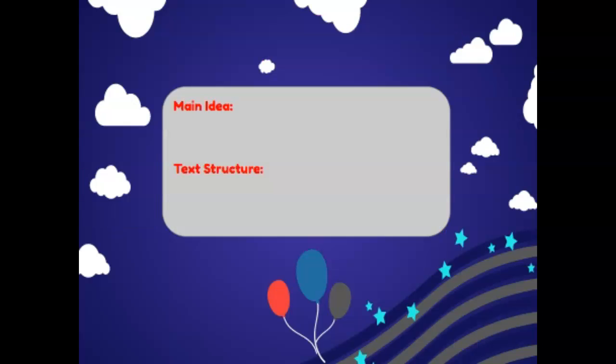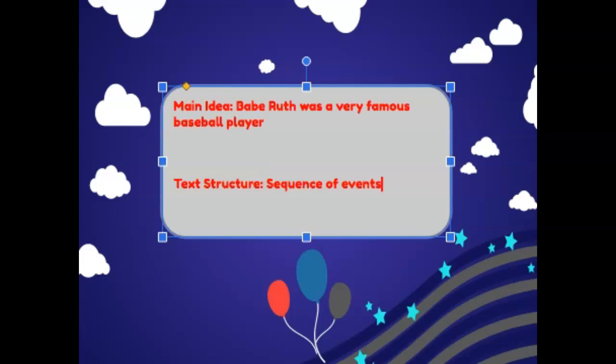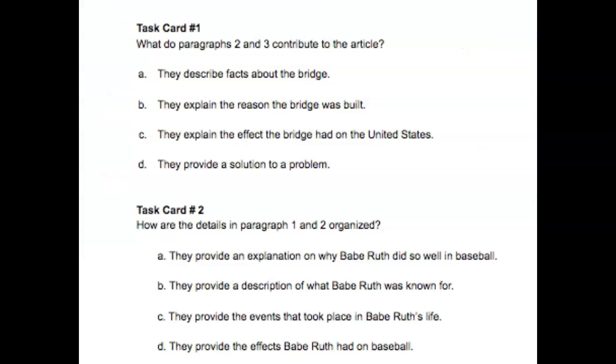Main idea. So what do you think the author wanted us to learn from reading this? That Babe Ruth was a very famous baseball player. And the text structure would be sequence of events because it's going through the events for how his baseball career came to be. So now we're going to read some of these questions and we're going to determine what the answer is based off the text structure.